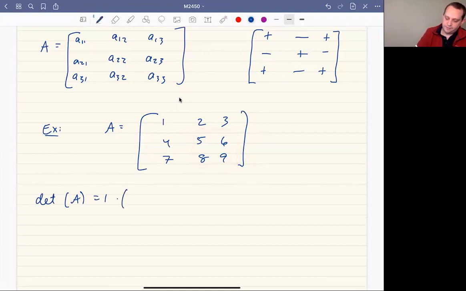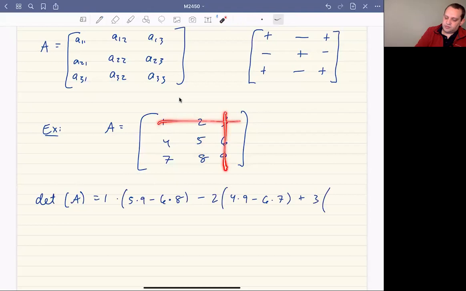So that's going to be 5 times 9 minus 6 times 8, minus 2 times the determinant of the corresponding 2 by 2 submatrix, so 4, 6, 7, 9. So it's going to be 4 times 9 minus 6 times 7, plus 3 times the determinant of the 2 by 2 submatrix 4, 5, 7, 8. So that's going to be 4 times 8 minus 7 times 5.